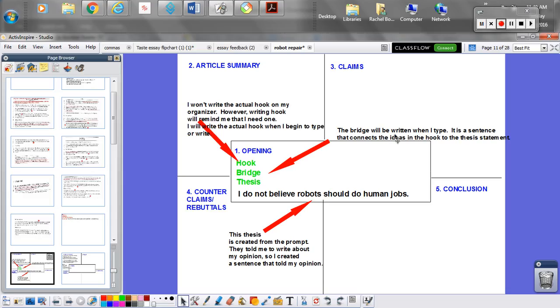The bridge will be written when I type as well. It's a sentence that connects the ideas in the hook to the thesis statement. And finally, the thesis. I might want to write it here to just remember my focus. I do not believe robots should do human jobs. Remember, our thesis is always created by reading the prompt. So the prompt told me to write about my opinion, so I created a sentence that told my opinion.